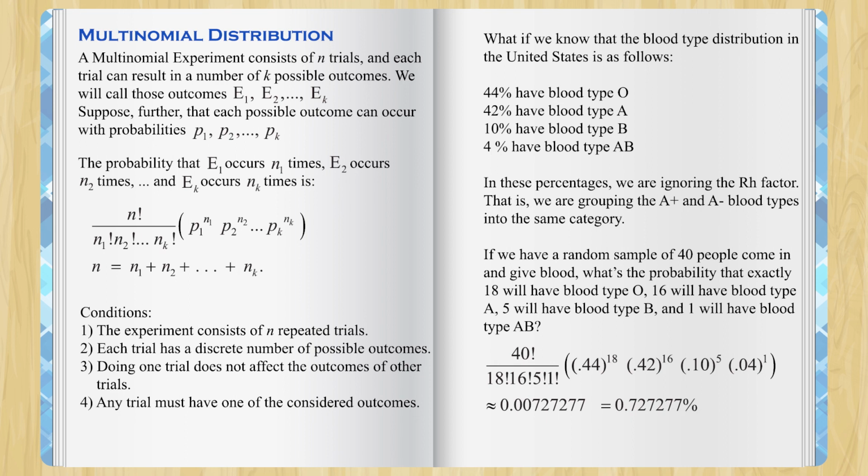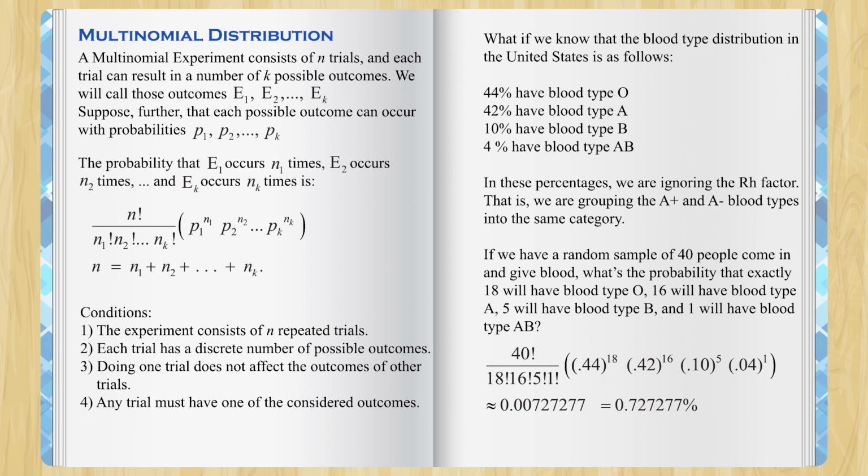Looking at what we have done, the 44% or 0.44 represents the probability of any one person having blood type O, and raising it to the power of 18 gives us the probability of that occurring 18 times, and so on for the rest of the probabilities. The expression 40 factorial over 18 factorial, 16 factorial, and 5 factorial gives us the total number of ways we could have this combination of people with those outcomes. As we can see, the multinomial theorem can be quite easy to use and does have applications across various disciplines.